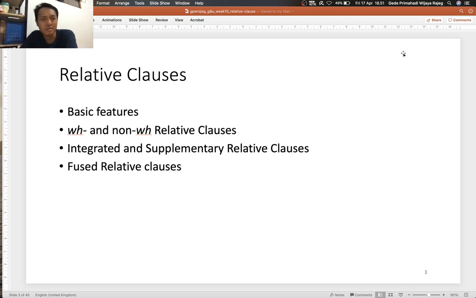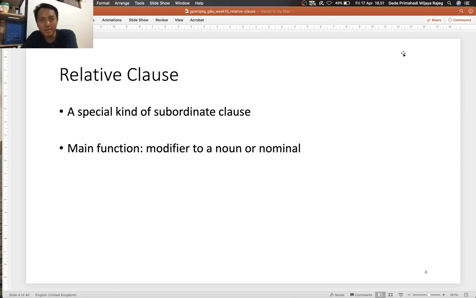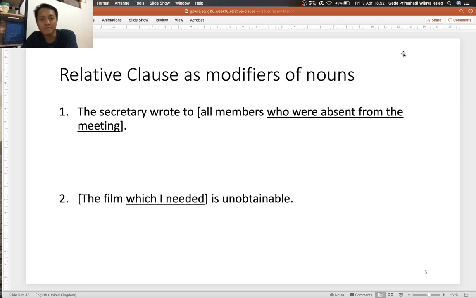In this presentation, I will focus on the basic features of relative clauses, different forms of relative clauses in English, WH and non-WH, integrated and supplementary relative clauses, and the fused type of relative clauses. So the main function of a relative clause is to modify a noun. In that way, it functions as a modifier of a noun, and it is integrated, embedded inside a noun phrase.